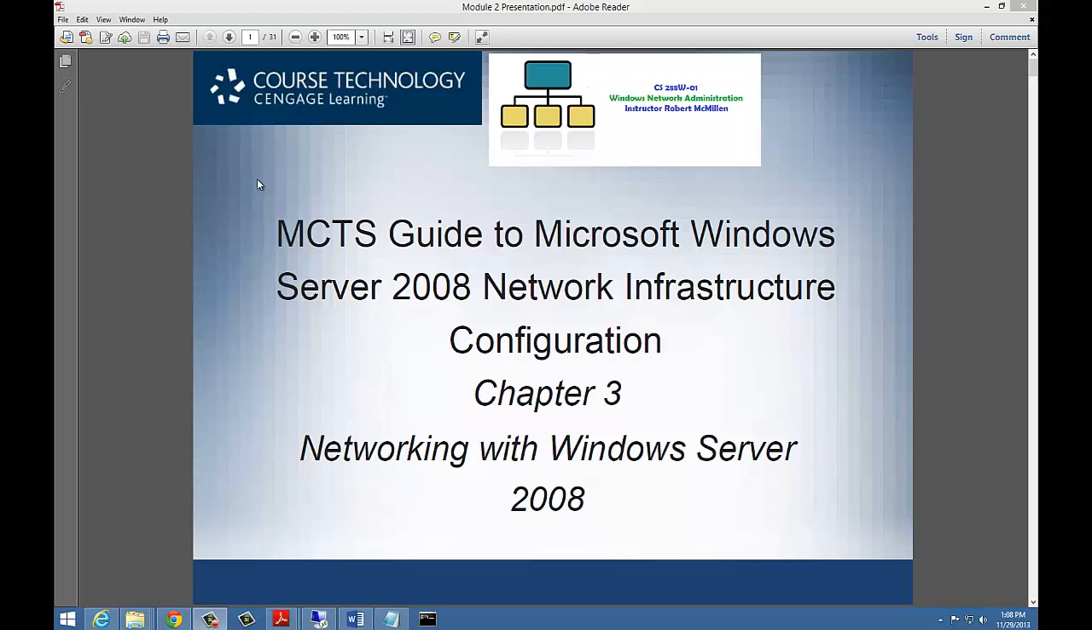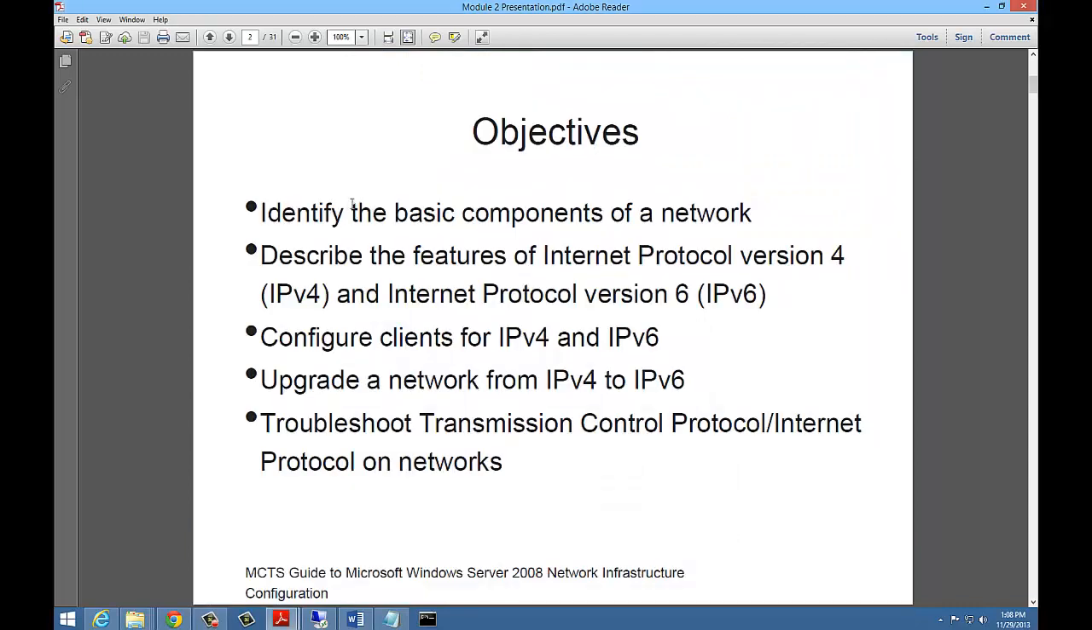Welcome to CS288W Network Administration. We're now in Module 2. We'll be covering Chapter 3, Networking with Windows Server 2008. So let's start by talking about our objectives.